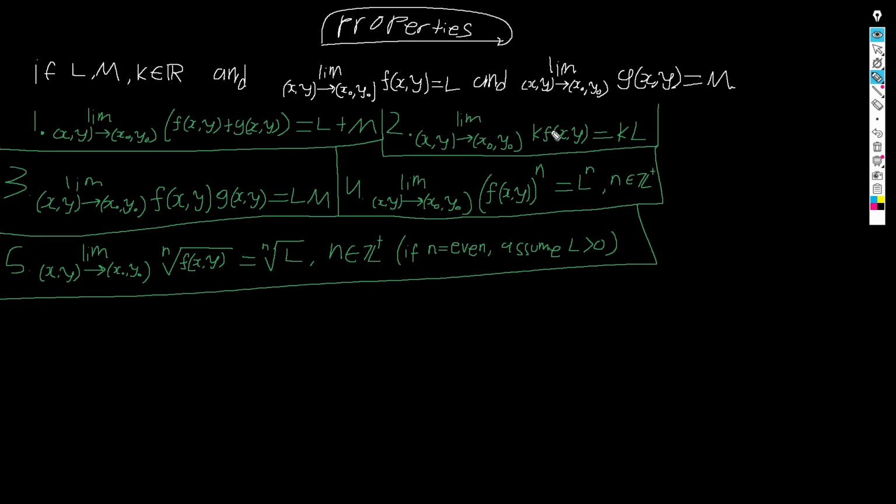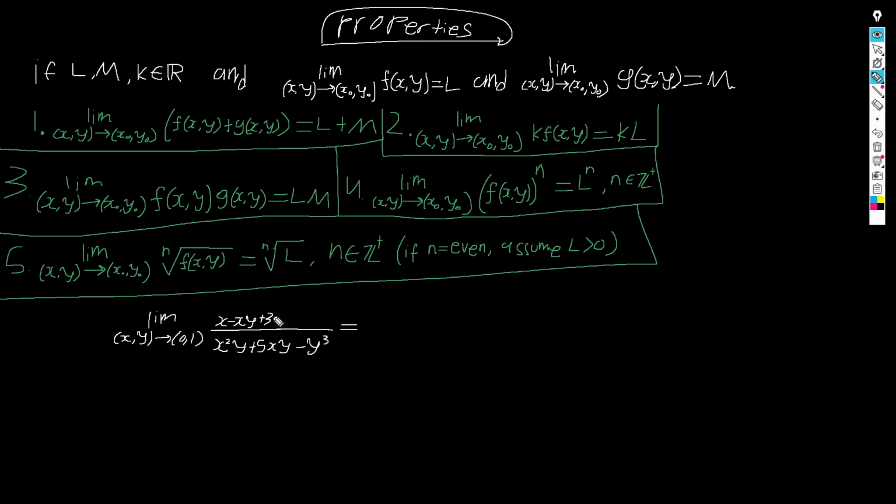Now the formal proofs for these properties are too long for this video, and they're not necessary for the purposes of this video. Informally though, you can just notice that when (x,y) is really close to (x0,y0), then f of (x,y) is close to L, and same for g of (x,y) being close to M. Then from that you can informally deduce these properties.